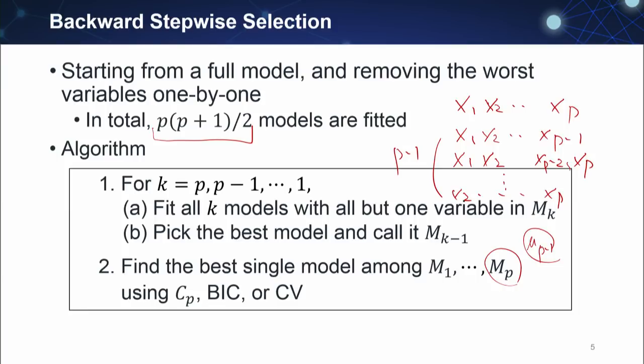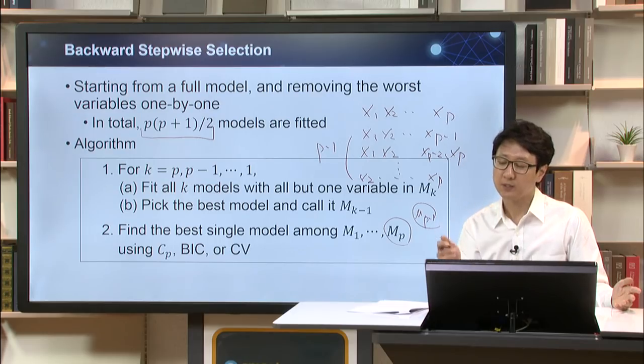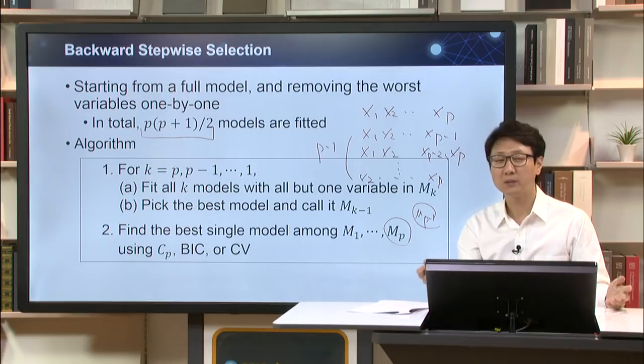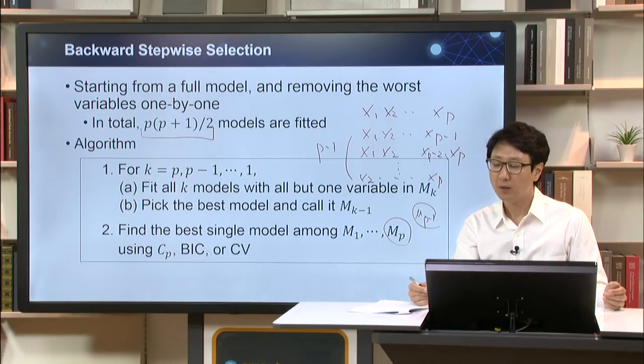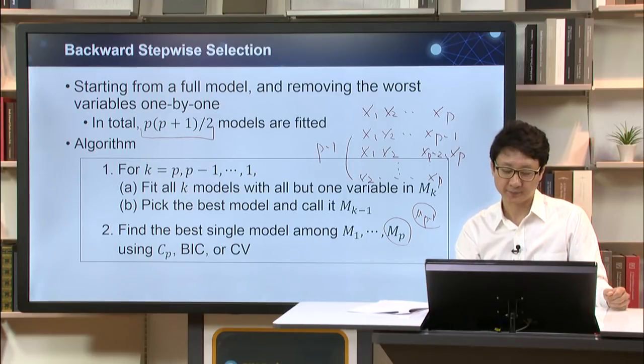Between this forward and backward stepwise selection, which one do you want to use? If you guess the best model uses only a few variables, then you may want to try forward stepwise selection first. But if you guess the best model uses most of the variables, then you may want to try the backward stepwise selection first. It actually depends on your gut feeling.